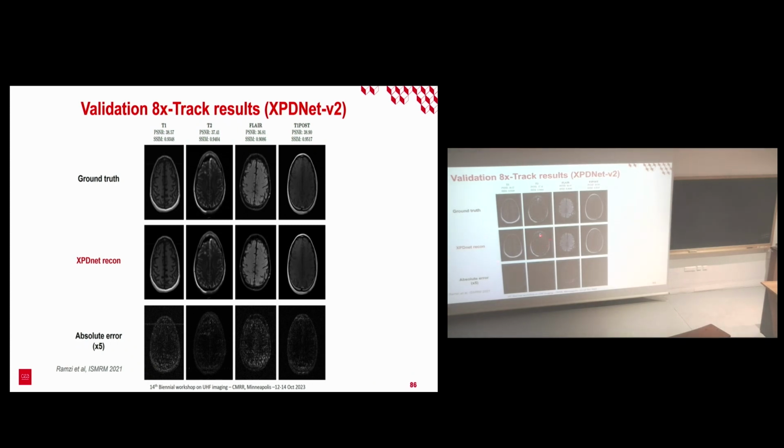And so here is a typical example for the 8x track, where you see the ground truth, the XPDNet recon.